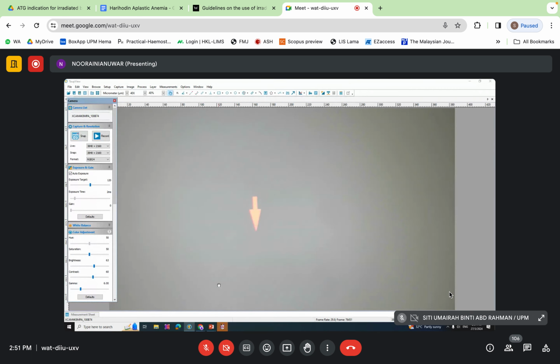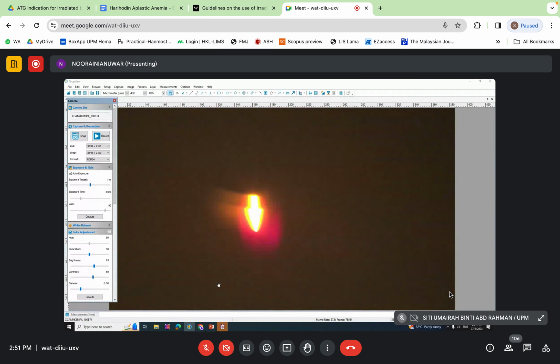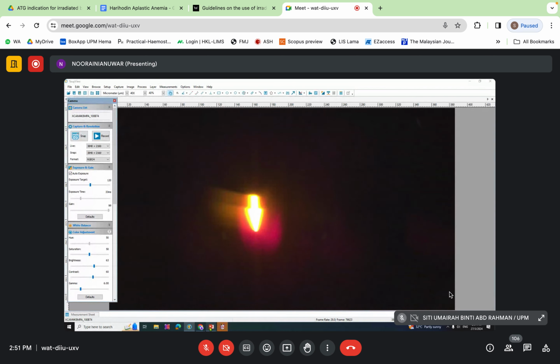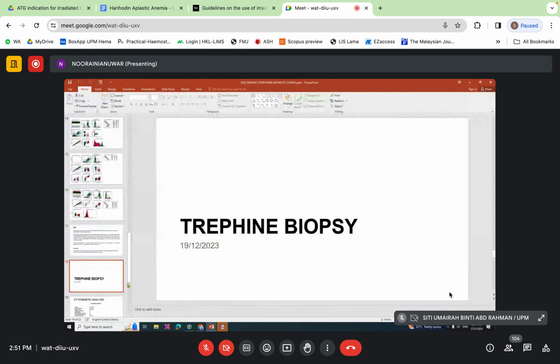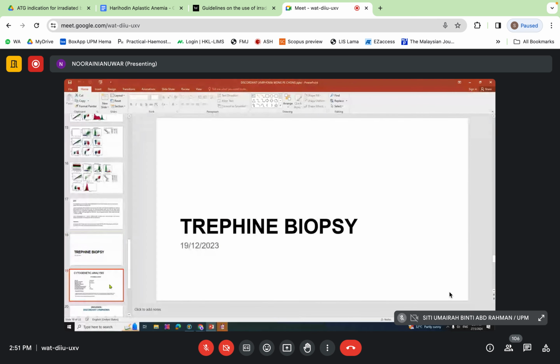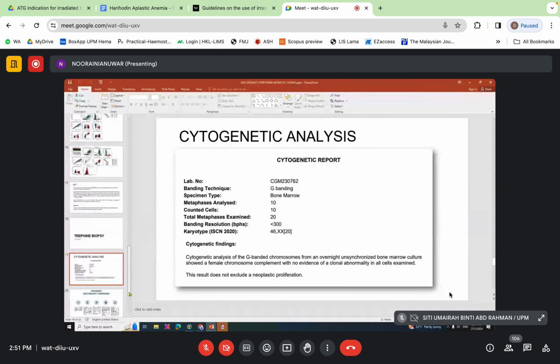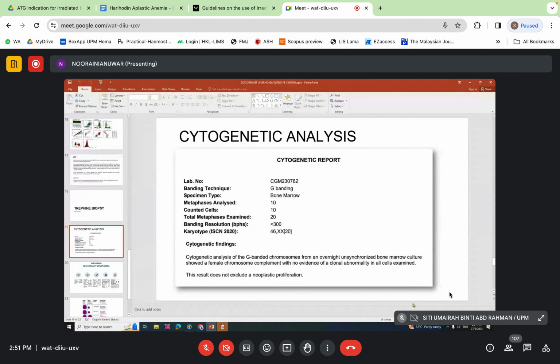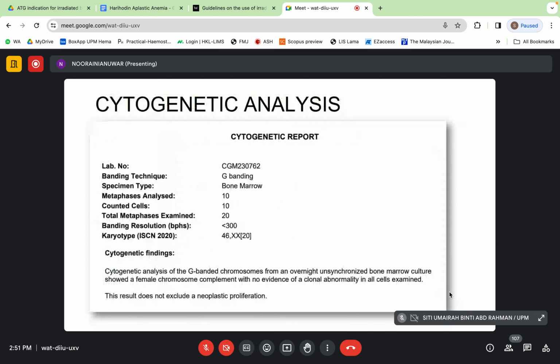Okay. It's different from the tissue HPE, which shows high grade DLBCL. So for the discussion part, the cytogenetic analysis for this patient is normal. Cytogenetics cannot find anything.